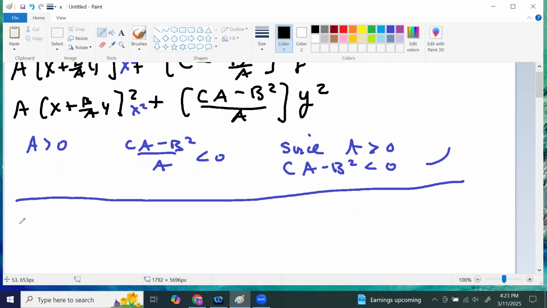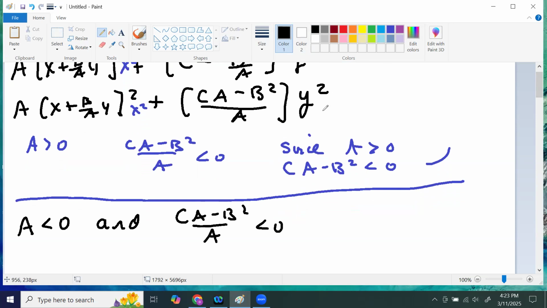Now let's check A is negative. If A is negative and (CA minus B squared) over A is negative as well, that means when we start at f of (x naught, y naught) and move in any direction at all, we're subtracting two positive things, because this would be negative and the A would be negative, so we would be going down. This is a max, a local max situation.